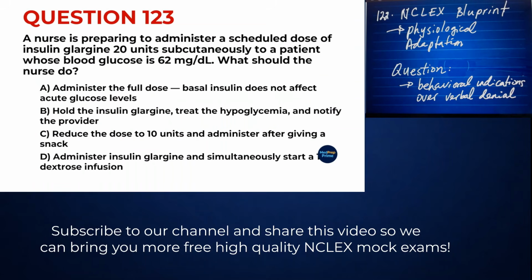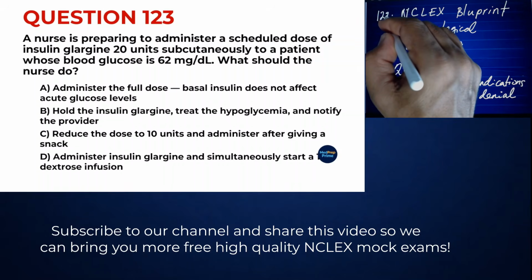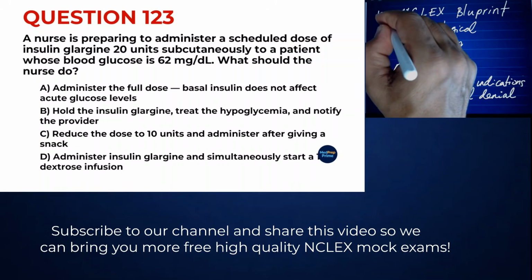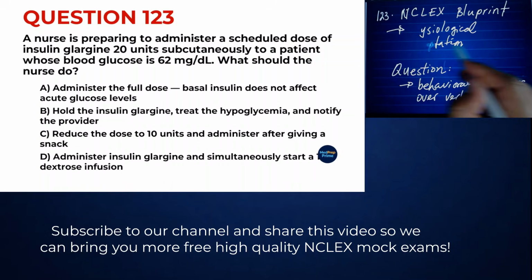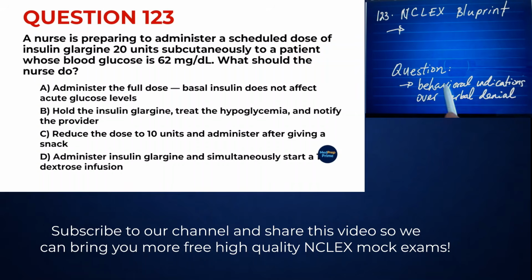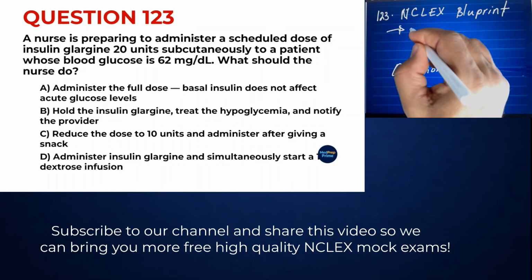A nurse is preparing to administer a scheduled dose of insulin glargine 20 units subcutaneously to a patient whose blood glucose is 62 milligrams per deciliter. What should the nurse do? Option A. Administer the full dose. Basal insulin does not affect acute glucose levels.